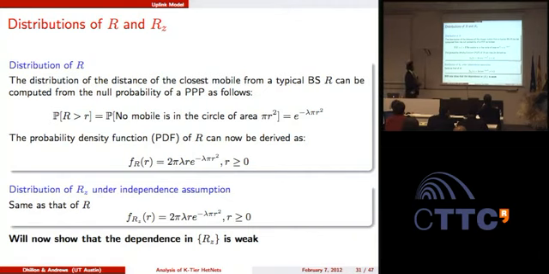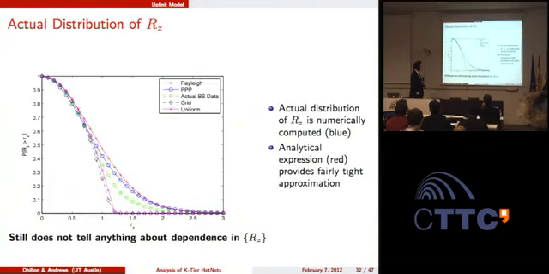So we have this probability density function for R, and now for the distribution of the distances for the interferers, the RZs, or R1 or R2 in that previous figure. If we assume independence, if you forget about the correlation, if you assume that RZs are independent, we again get the same expression. And we will now show that this dependence in RZs was actually really weak. You could have ignored that and done some nice analysis, and that's what we are going to do.